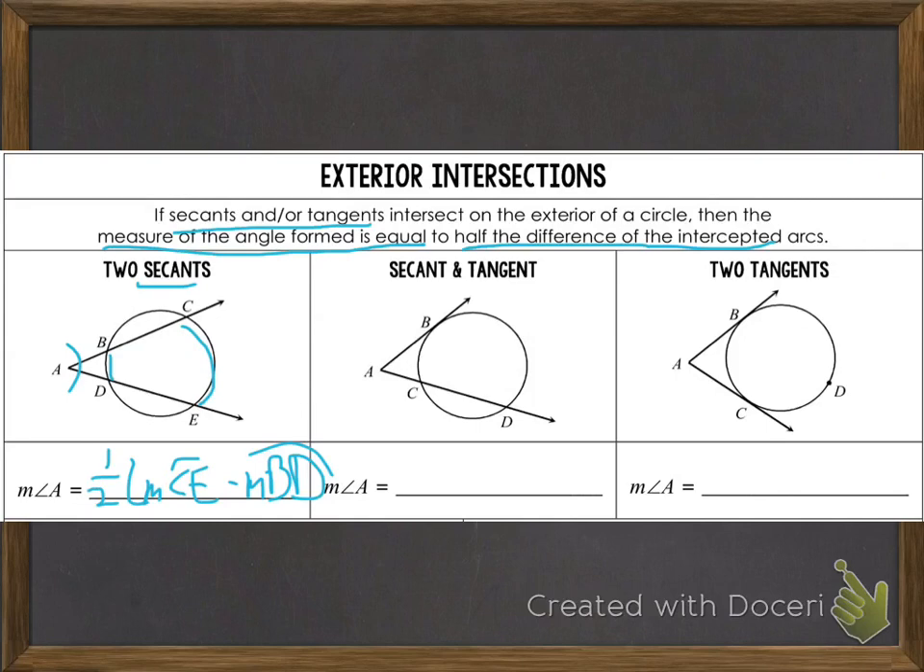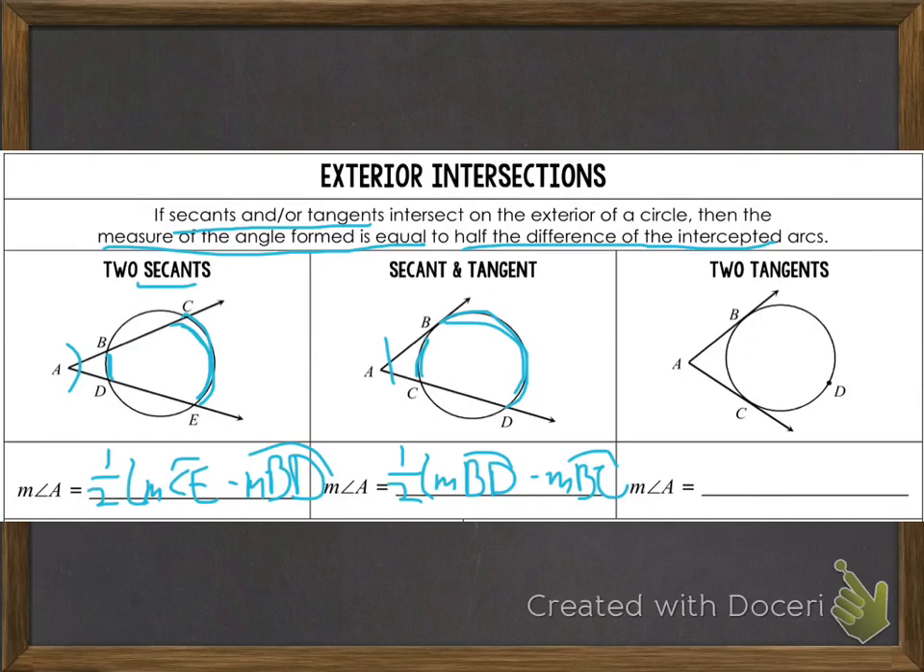Now, if you have a secant and a tangent, because the tangent is going to hit the circle once and the secant hits it twice, in this case angle A right here is going to be 1/2 times the measure of arc BD minus the measure of arc BC. So right here is BD, and right here is BC. And notice I'm doing the bigger one minus the smaller one. Same thing over here, CE minus BD.